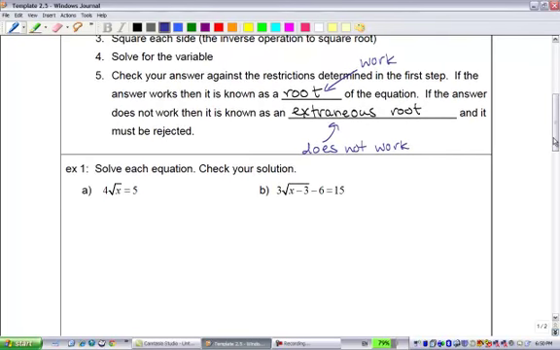Let's take a look at what we can do here. So solve each equation. Let's talk about restrictions first. Well, the restriction for radicals for a square root is that whatever's underneath the radical sign, the radicand, must be greater than or equal to 0. So there's our first restriction.